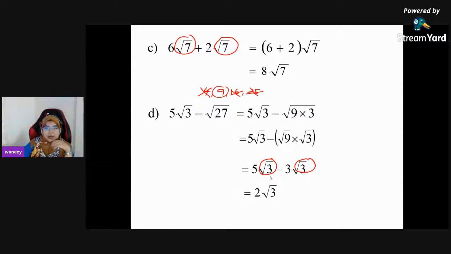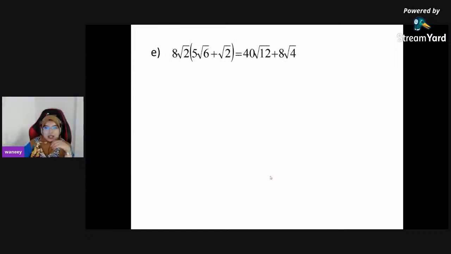Now let us proceed with E. Okay, so E, we have 8 square root of 2 times 5 square root of 6 plus square root of 2. So you expand them one by one. 8 times 5 first, so it will become 40. And then square root of 2 times square root of 6, so that will become square root of 12. And then 8 times 1, so 8. Square root of 2 times square root of 2, so square root of 4. Okay, so now I'll give you 1 minute for you to simplify this until the simplest form. So 1 minute starting from now.